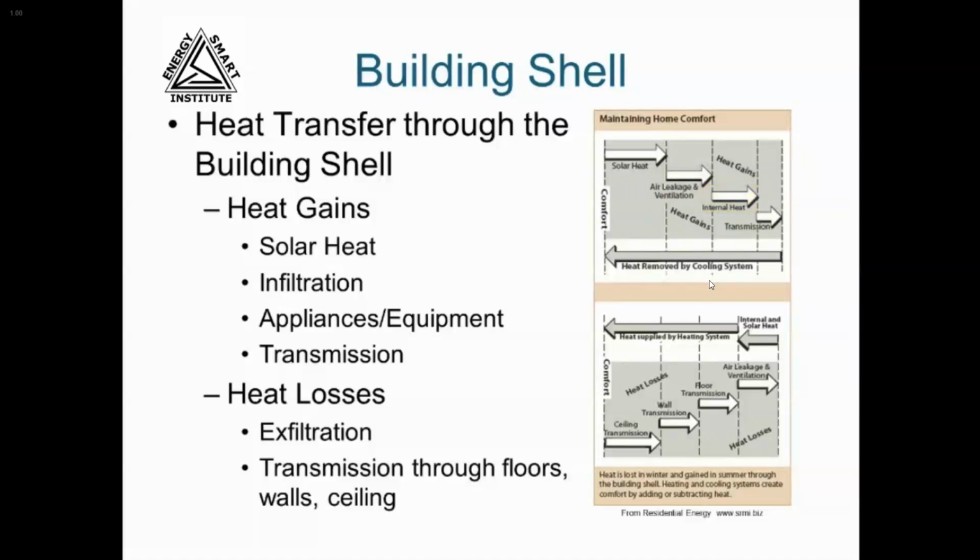To maintain that comfort in the heating season, we again have heat moving through our building shell, through the floors, walls, and ceilings, as well as exfiltration of that conditioned air to the outside world. However, those solar heat gains through the windows and the gains from the appliances, equipment, lighting, and other internal heat gains actually help lower our heat load during the winter. So the heat supplied by our heating system only needs to make up the difference.